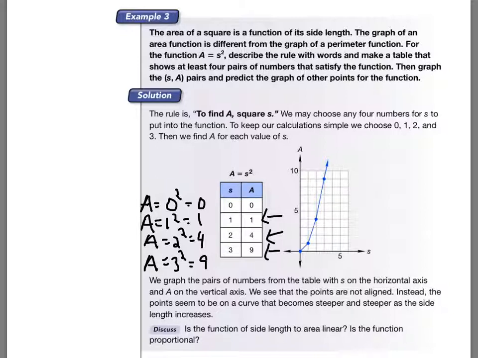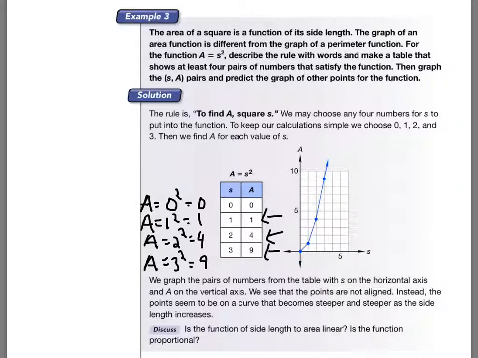So you can see that the points are not aligned. It's not a straight line. It kind of curves right here, and it's getting kind of steeper and steeper. So this is not a linear function. Even though it does go through the origin, it's not linear because it's not a straight line.